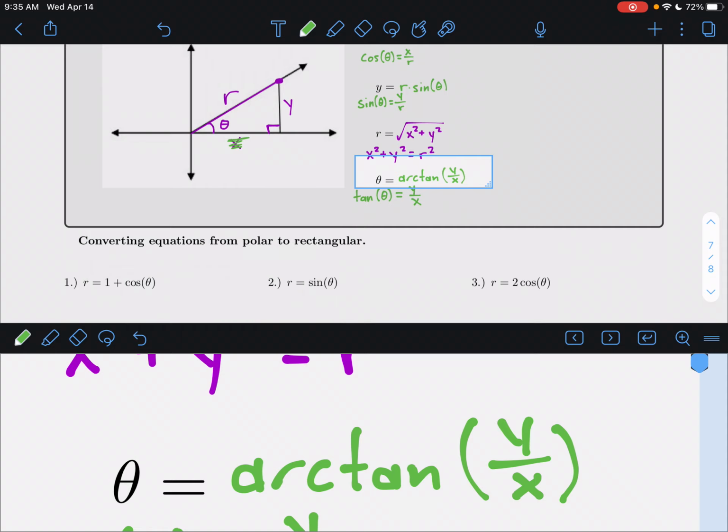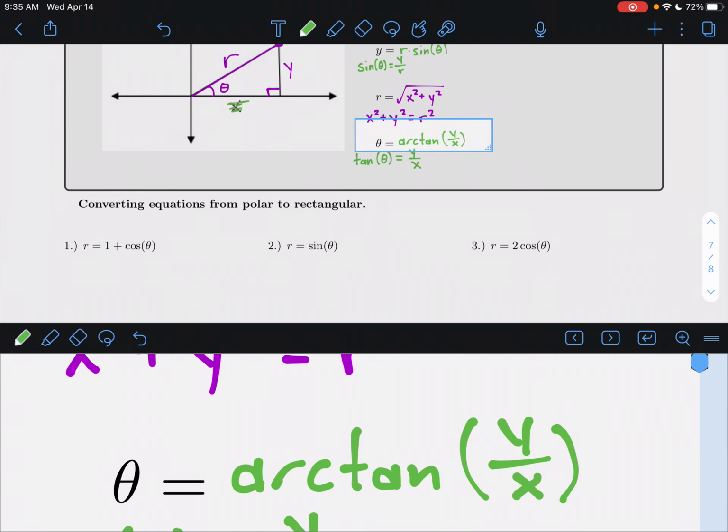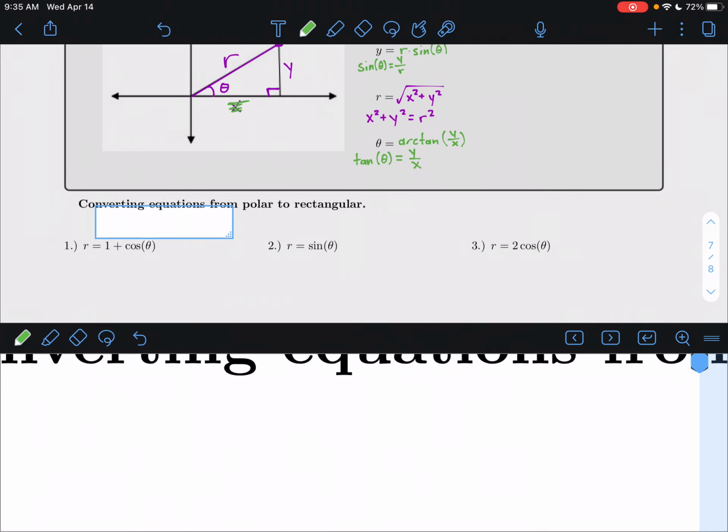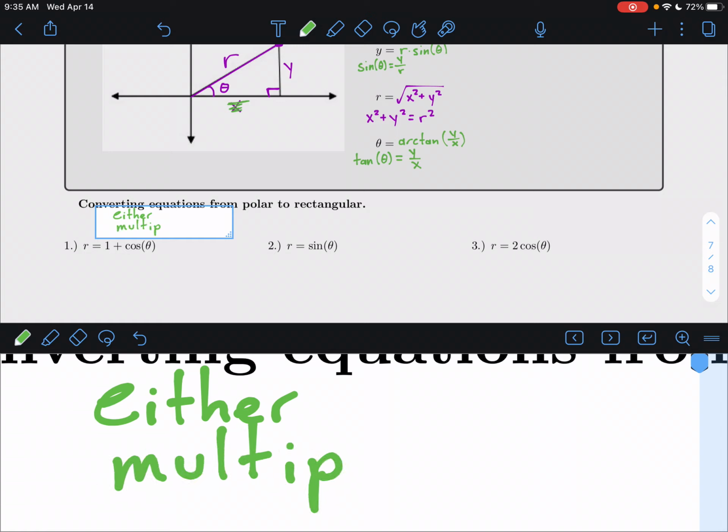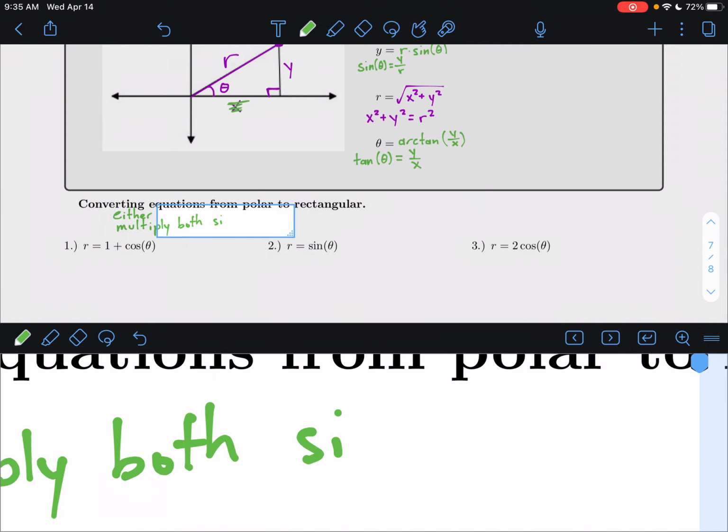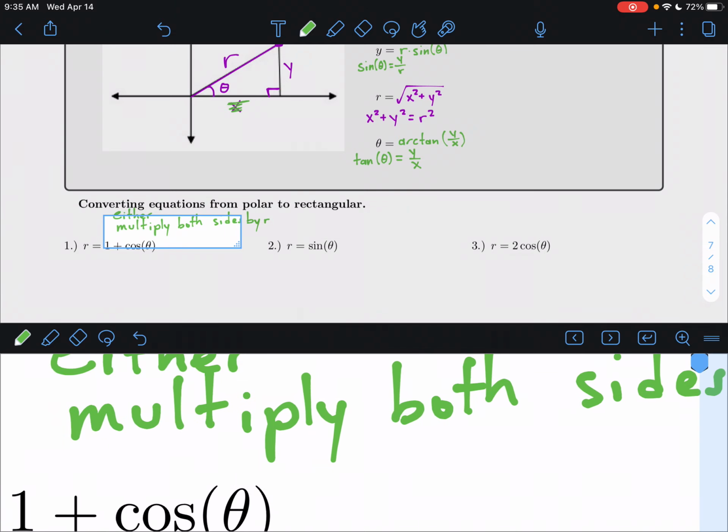All right, so now let's look at converting equations from polar to rectangular. And one trick for converting from polar to rectangular, you want to either multiply both sides by r, or square both sides. And that's if it's just like r equals something as your equation.